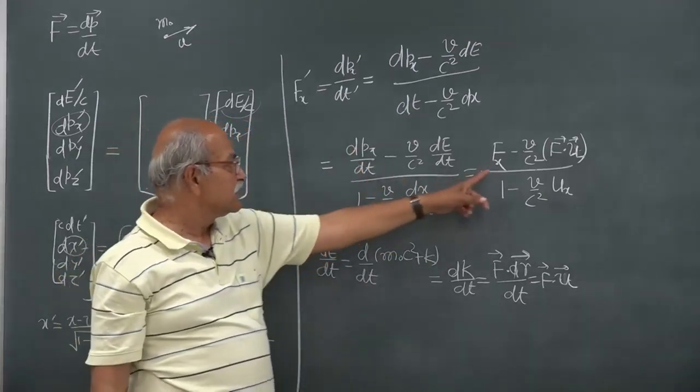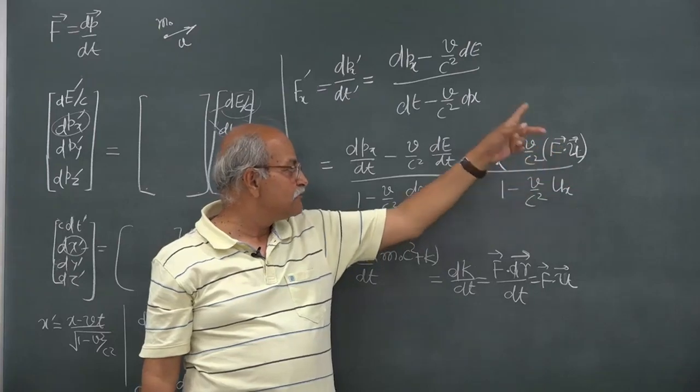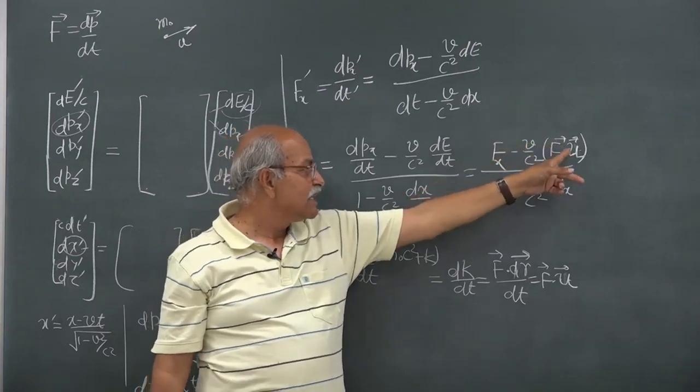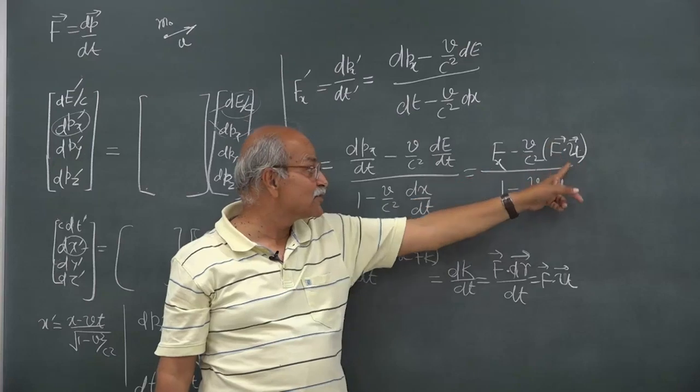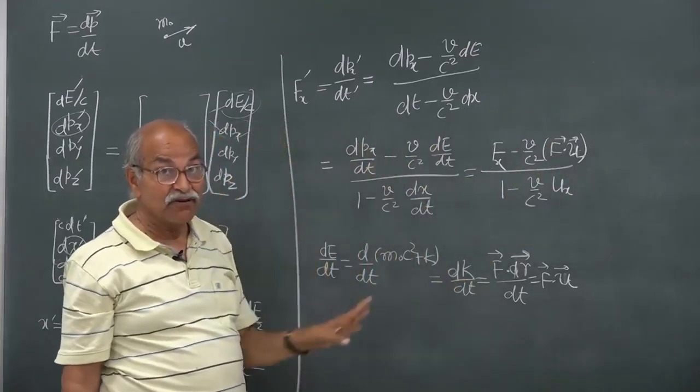This is fx. So it is not only fx coming in, it is fx, fy, fz, everything coming in, and then the particle velocity is also coming in. So that is how the x component will transform.